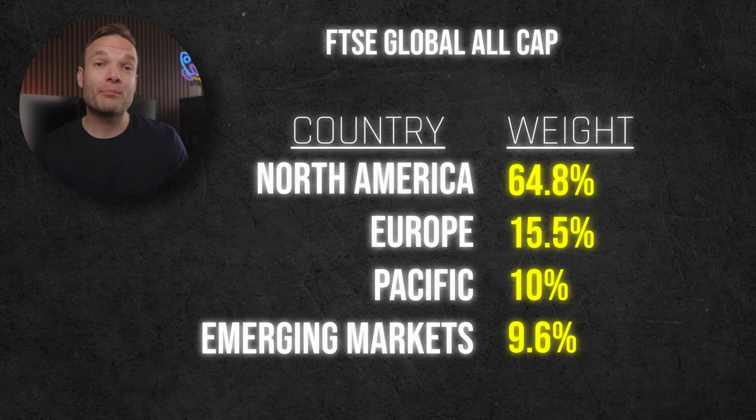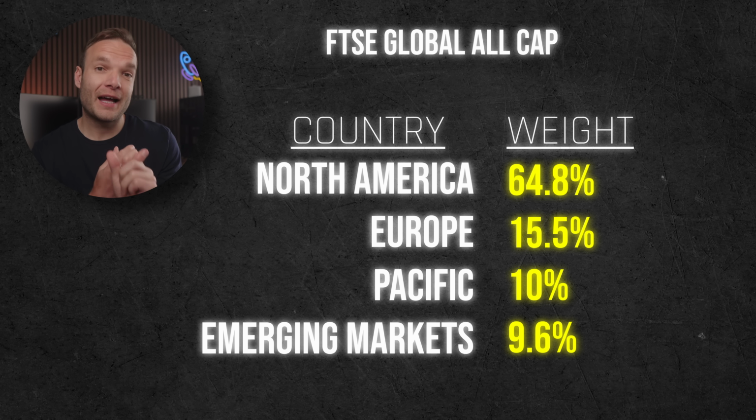In descending order, they break it down like this: North America, Europe, Pacific, and emerging markets. And next to them, as you can see, is how much of the global stock market is inside each region. It's no surprise that North America has the biggest percentage, and inside of that, the United States is really where all the money is at. Canada is included as well, but in comparison, it makes up just a tiny slice of the market.